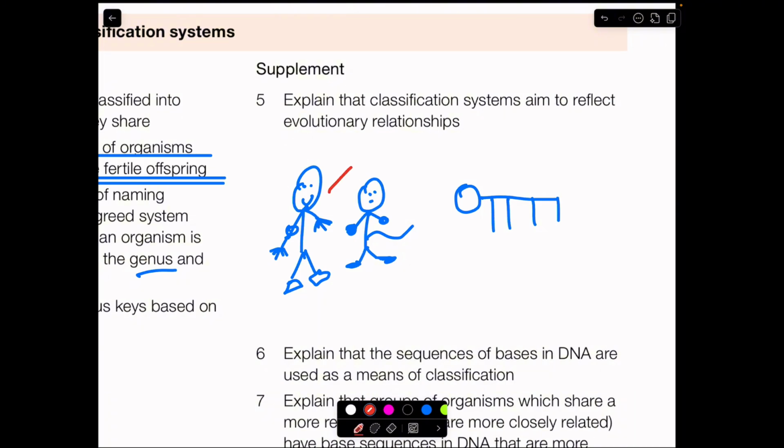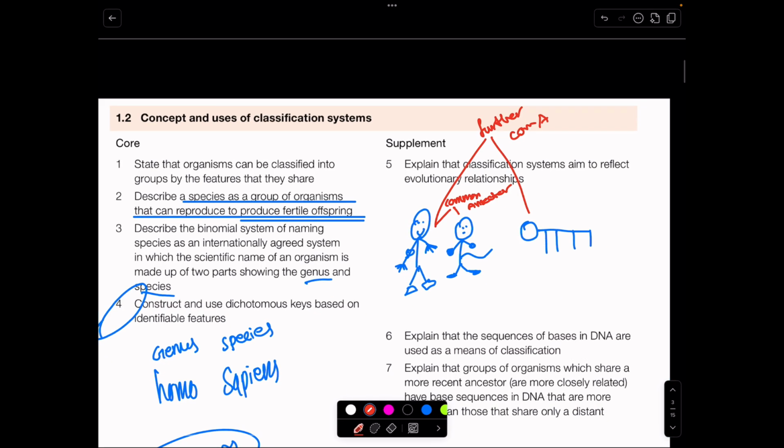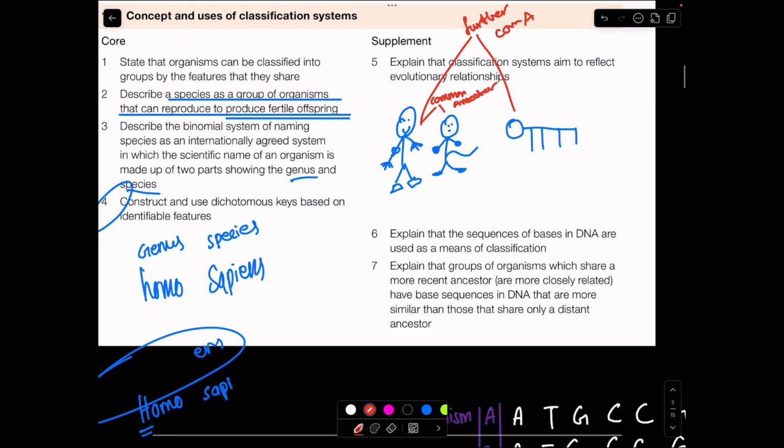So these two would have a common ancestor which is closer to each other, or more recent, than with the horse. So the closer two species are in terms of size and shape and color, the more recent their common ancestor is. And the further apart they are, the less matching they are in terms of their shapes and characteristics, the further back the common ancestor, okay? So a horse would have a further common ancestor with humans than a monkey, okay? That summarizes this point also, okay?